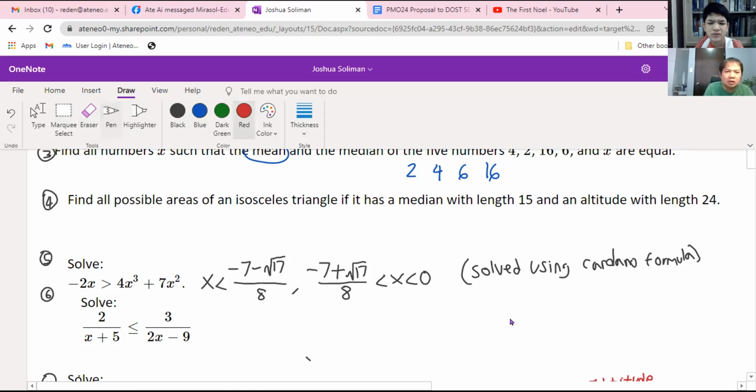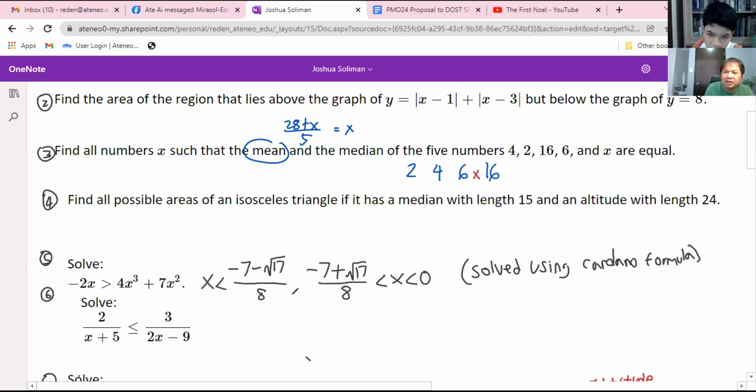let me use a different color. Suppose x is somewhere here. Okay, and suppose the condition is that for x to be placed there, x must be greater than 6, or maybe greater than or equal to 6. In this case, the median is going to be 6. Even if x and 6 were equal, you would end up with 2, 4, 6, 6, 16. You still have 6 as the median. Okay, and even if x was greater than 16, 6 will still be the median.